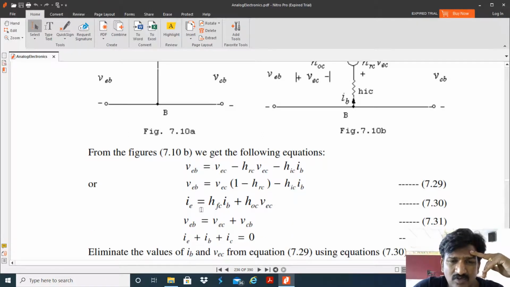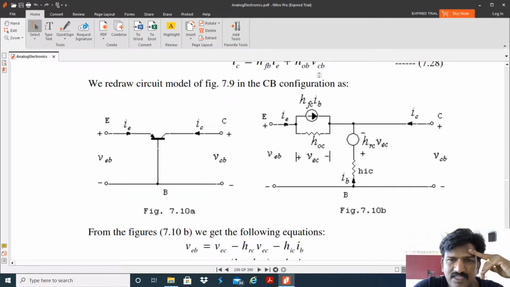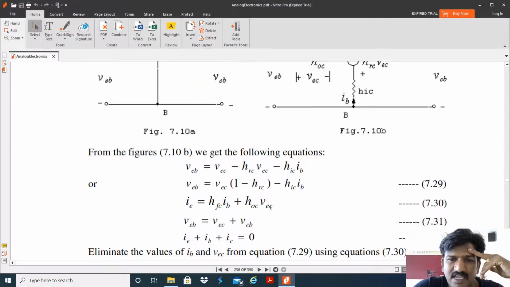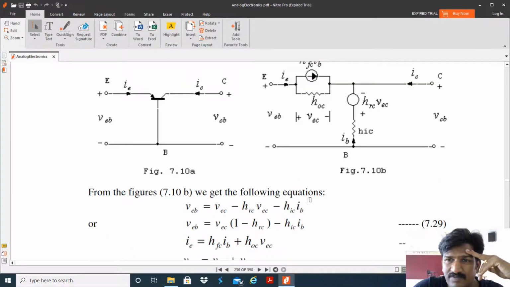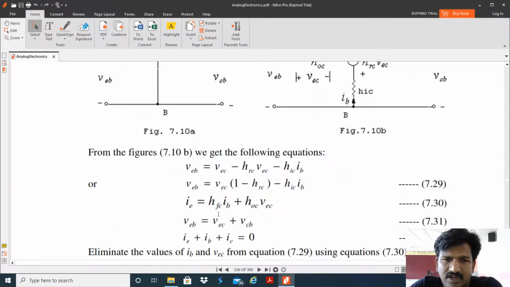Then IE is equal to HFC IB plus H0C VEC. Where is the IE? This one is IE. What is the amount of current? IE is equal to HFC IB plus H0C VEC. This is the current, the one which is going to be flowing. This is called I, so I have written I.